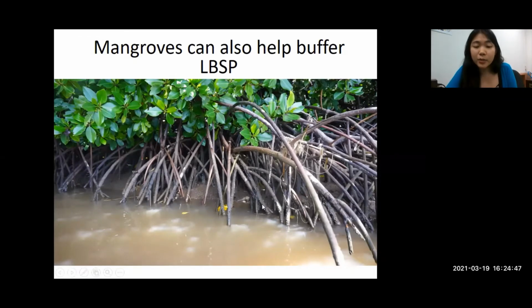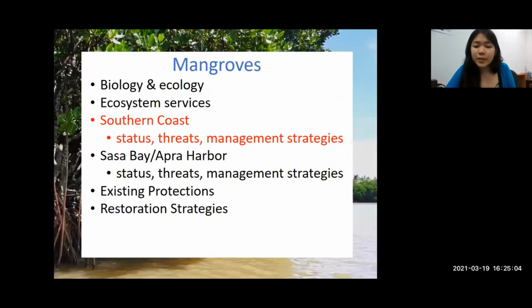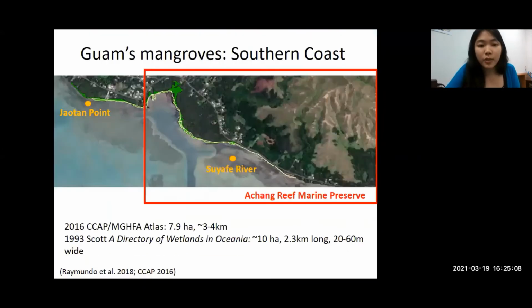They also can absorb stuff like nutrients and even heavy metals. People have done experiments planting mangroves near waste treatment plants. They do have a limit, of course, and we want our mangroves to be healthy, but they do help absorb a lot of pollution and improve our water quality. All right, so moving to specific places, starting with our southern coast.